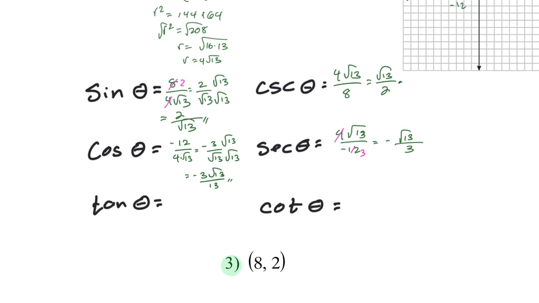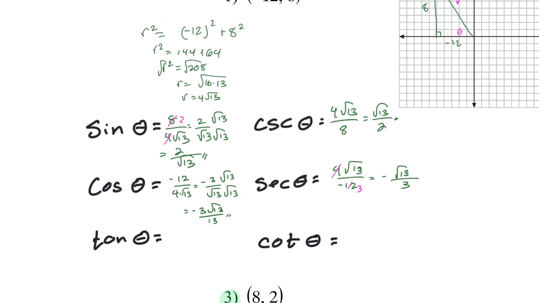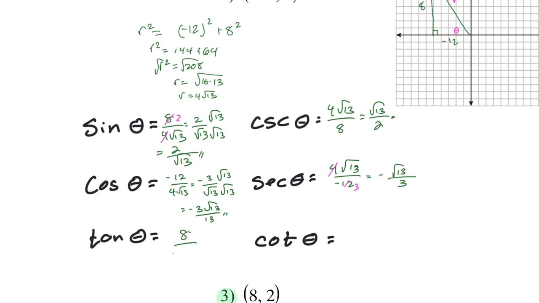Then tangent is y over x. So y over x is 8 over negative 12. By simplifying here by 4, I got negative 2 over 3. And then cotangent is going to be x over y. And again, I'm going to simplify by 4. So I got negative 3 over 2.